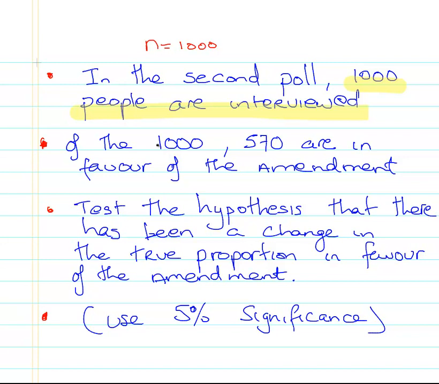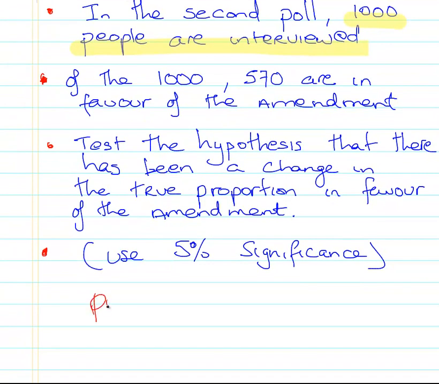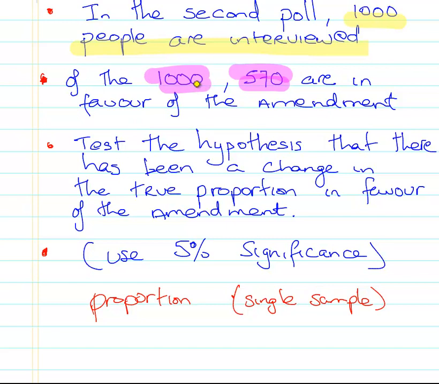It's not being explicitly stated yet, but what we're looking at here is proportions. So it's a single sample proportion. We're just reading it and picking up all these little pieces of information. That gives us our point estimate, which is quite important: 570 out of 1,000. Now, test the hypothesis that there has been a change in the true proportion in favor of the amendment.